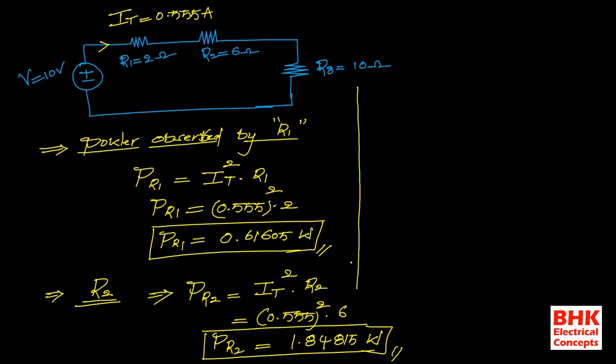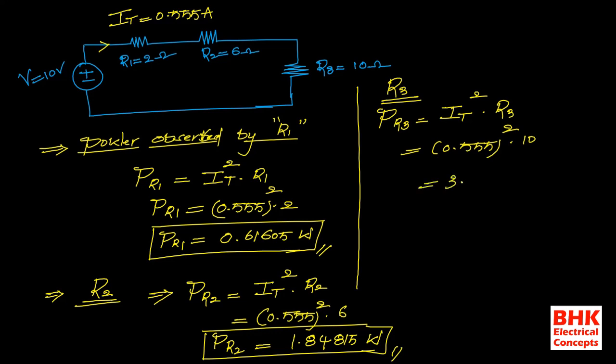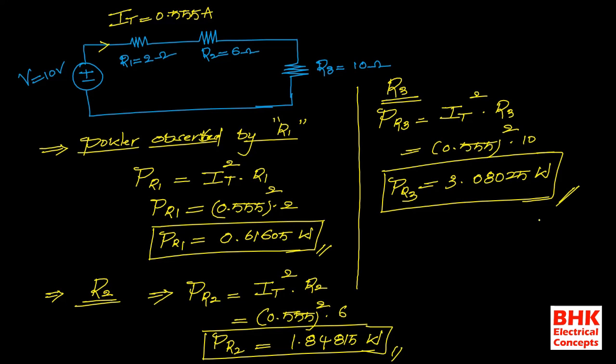Now coming to the third one, that is the power absorbed by resistance R3. Power absorbed by resistance R3 is equal to the total current flowing through that particular resistance square into the value of that resistance. Now 0.555 square into the value of R3, which is 10 ohms. If you simplify 0.555 square into 10, you will get the value of 3.08025 watts. Okay, so this is the power absorbed by each element.